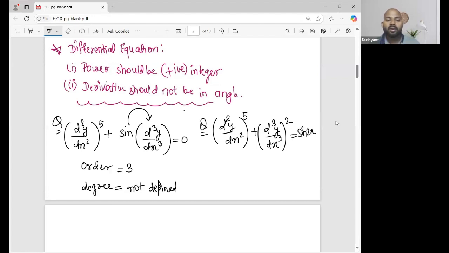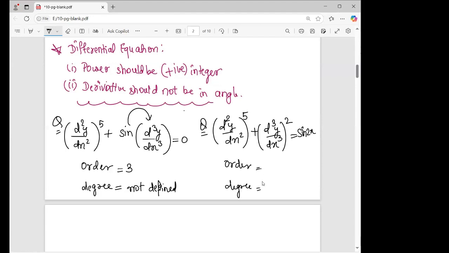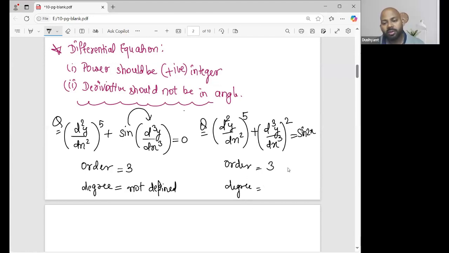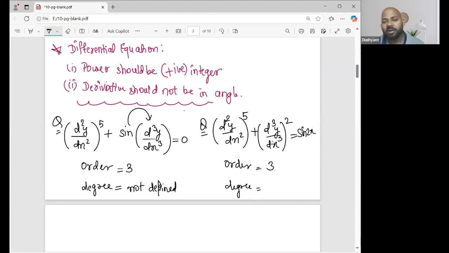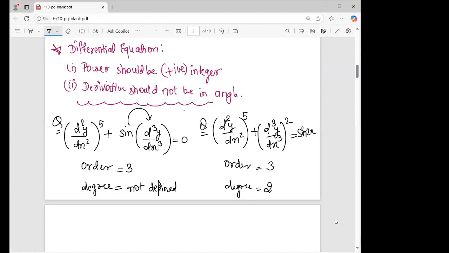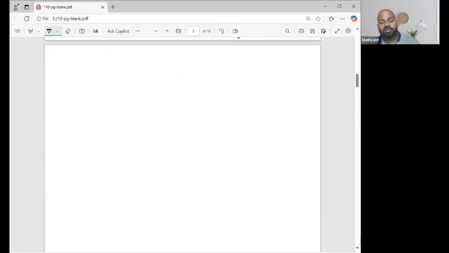So what's the order and what's the degree here? Order is 2, or no, 3. Order is 3. What's the degree? Not defined. Oh, 2, sorry. Degree of 2, of course. Yes. So that's all for the basic discussion.